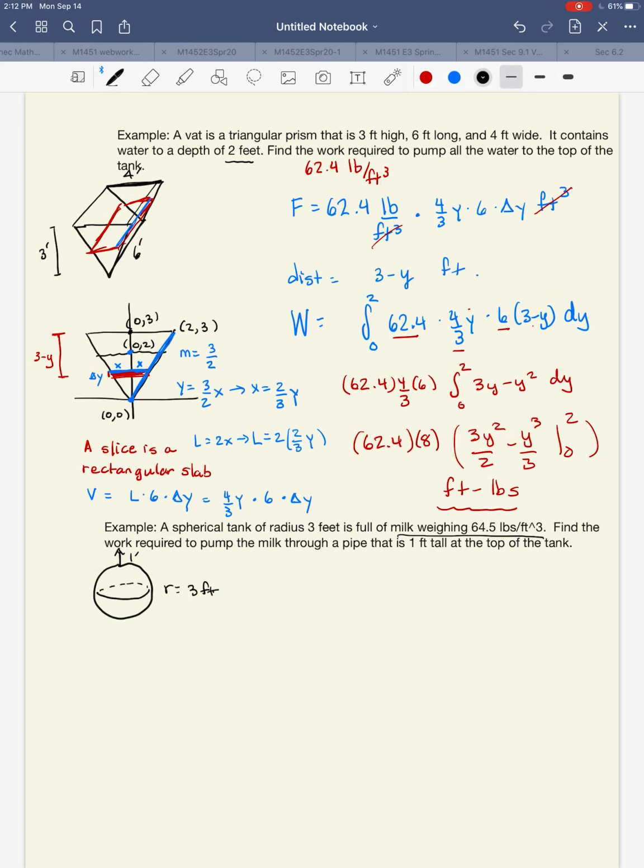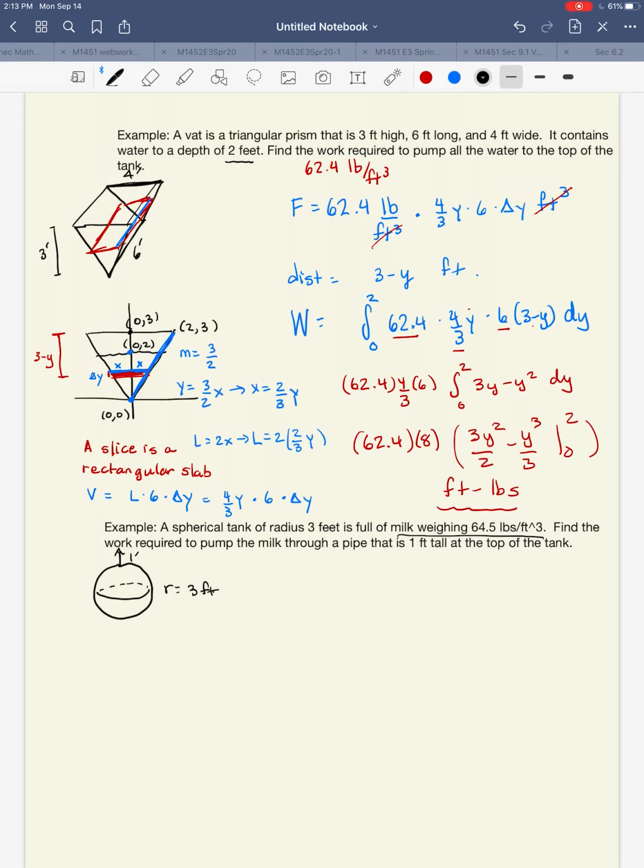Okay, so the 1 foot tall is going to affect the distance that the slice travels. It doesn't affect the shape of the slice. We're going to assume that the pipe is dimensionless. Maybe it keeps the same shape as the slice coming out. I don't need the three-dimensional aspect of it. I do need to imagine what a slice looks like.